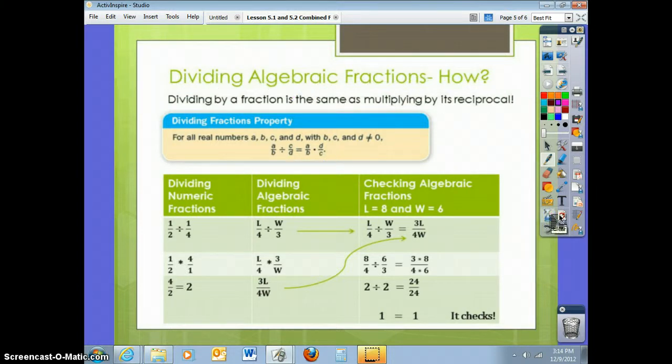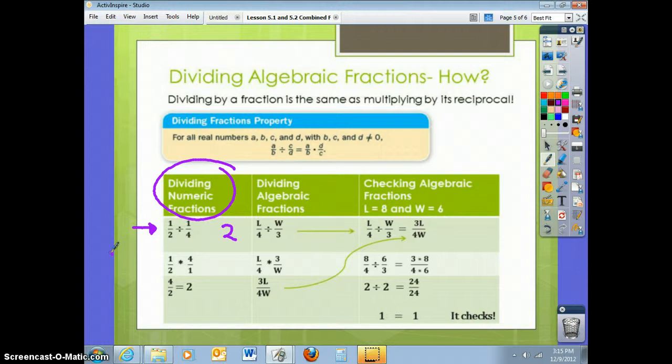All right, so let's divide first numeric fractions, and then we'll look at algebraic ones. So here's a very simple numeric fraction, 1/2 divided by 1/4, and what that means is how many 1/4 are there in 1/2? Well, obviously you know there are 2 1/4 in 1/2. I purposely made it easy.